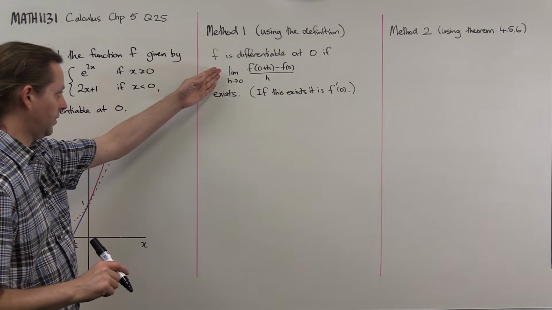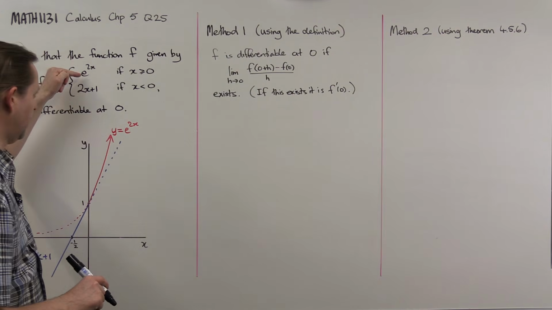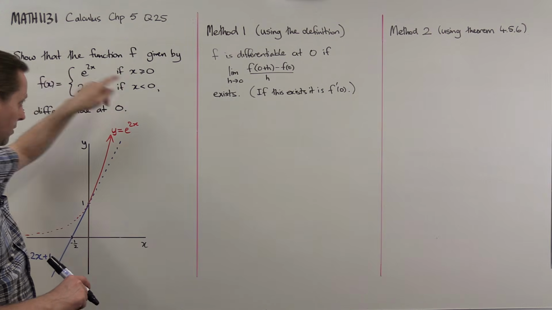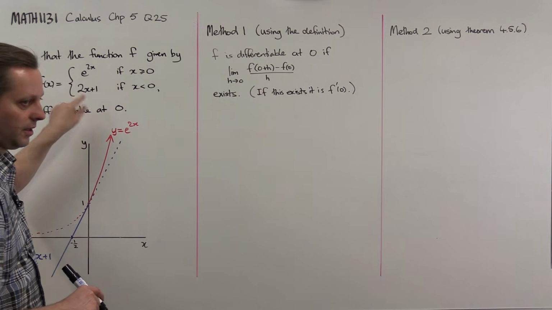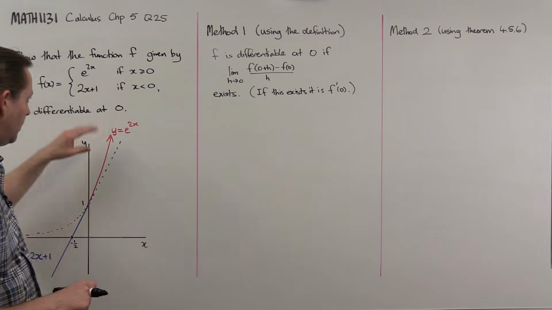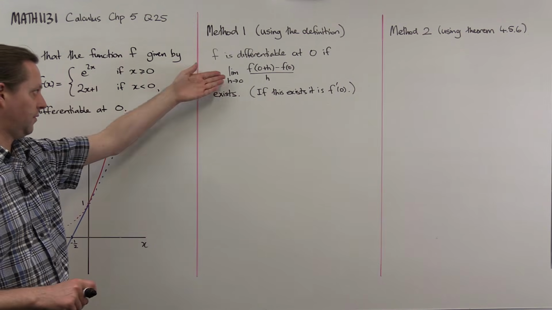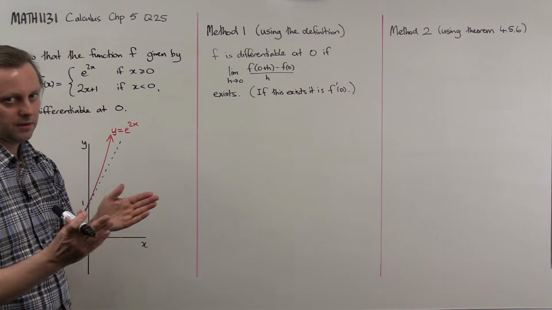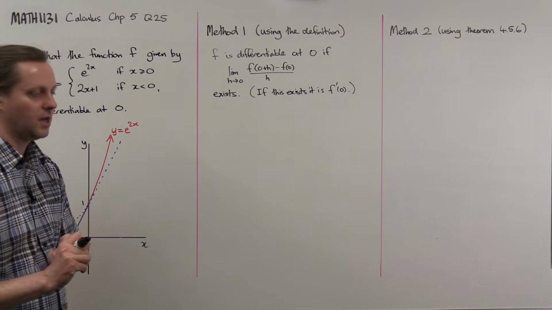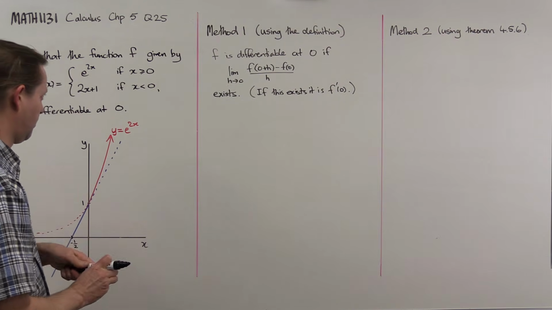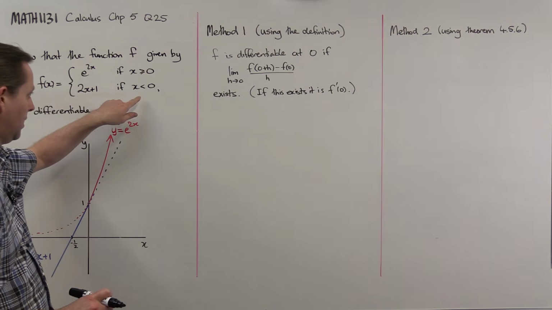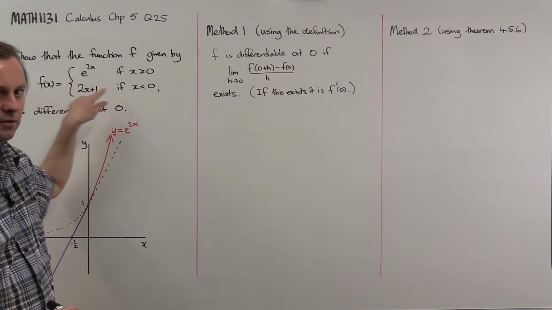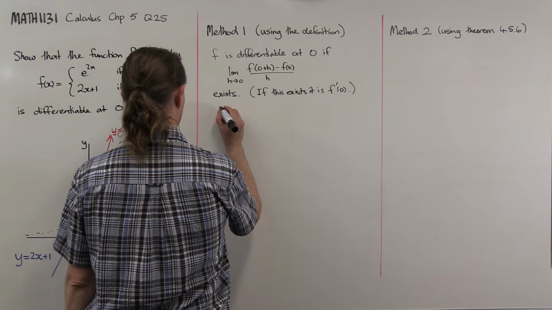Now, because this function f is defined differently for positive arguments or inputs to when it's got negative input, it's maybe going to be beneficial to look at the left and the right hand limits. You know that if this limit exists, then the left and the right hand limits must both exist and must agree. And so let's check those separately. Okay, I'll look at the left hand limit first. That's where h is a little bit less than 0, negative, and then we'll use this part of the definition of f.